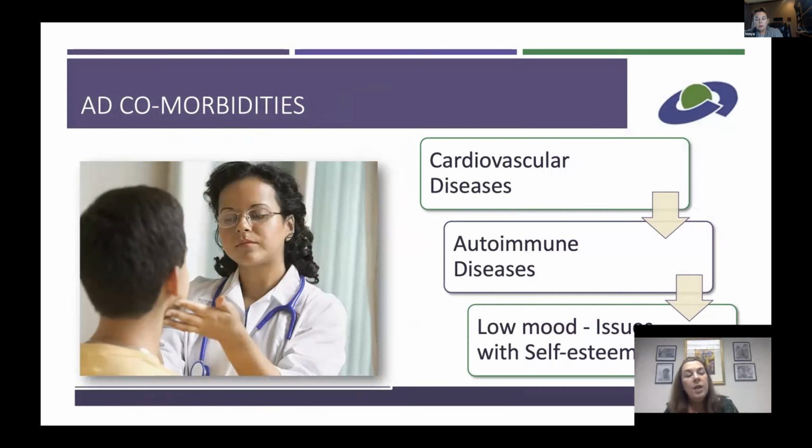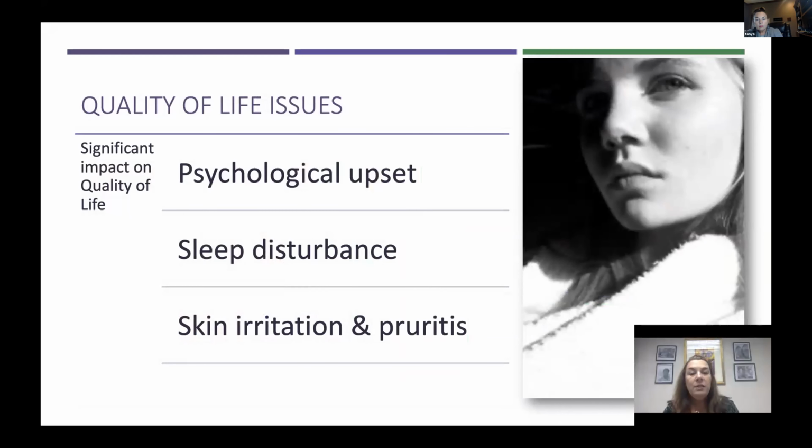We also know that eczema or AD has many comorbidities, including cardiovascular disease, autoimmune disease, and depression, anxiety, self-esteem issues. One of the key aspects of the role of nursing in AD is assessing these quality of life issues, understanding that there can be psychological upset, sleep disturbance, and skin irritation and itch or pruritus. And so, especially when we're talking about sleep disturbance, it's oftentimes hard to truly understand the significant impact on the quality of life that AD may have.